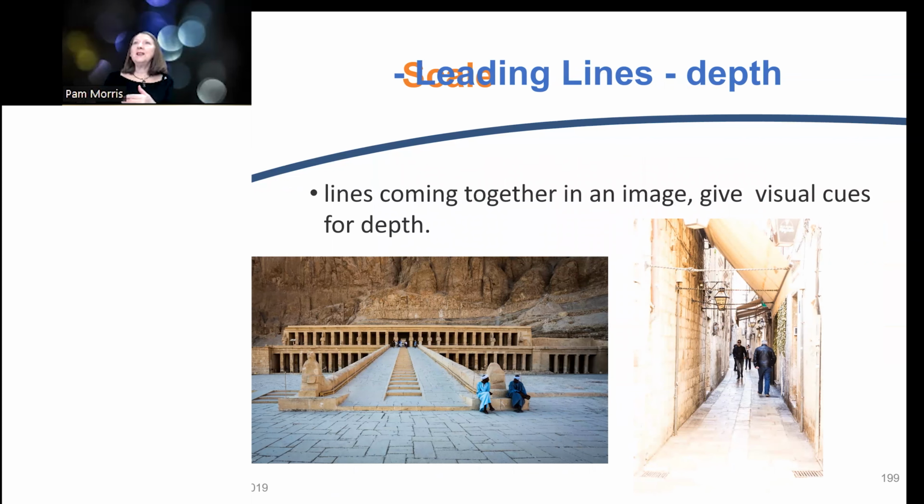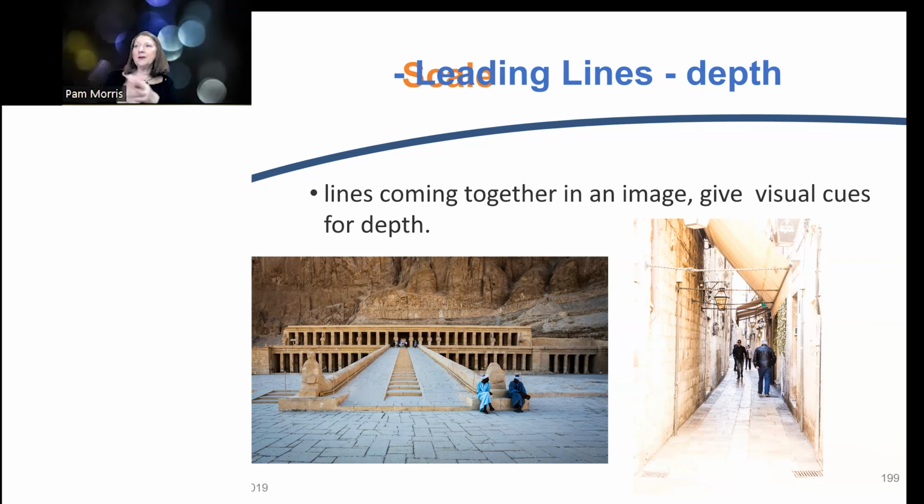Leading lines also provide depth. We've talked about leading lines contributing to the aesthetics of your image and to the visual path through your image. In this case, we use the people as reference objects, but also the leading lines, so that you see the two people at the front on the left-hand side and then see those people in the background. So you immediately get a sense of the scale of this monument in Egypt.